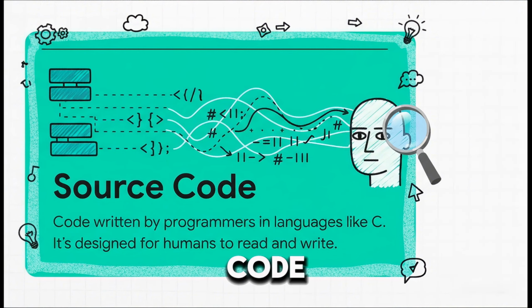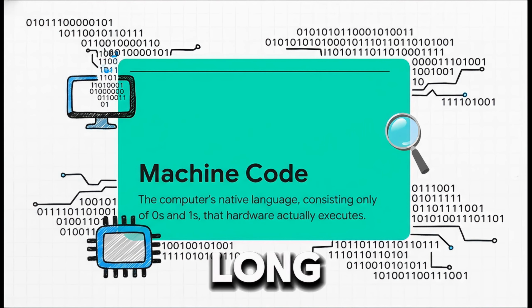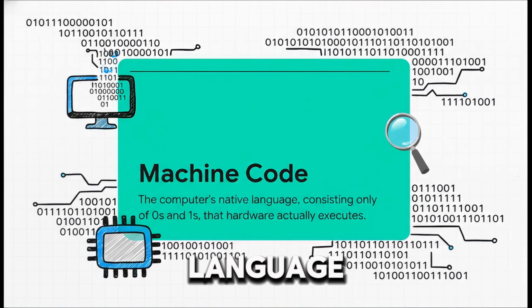So, the code that we as humans write, that's called source code. It's written in languages like C, and it's designed to be readable for us, once you get the hang of it. The computer, though, it speaks a totally different language called machine code. It's nothing but a long stream of zeros and ones. That's it. This is the only language the processor can actually execute to make things happen.